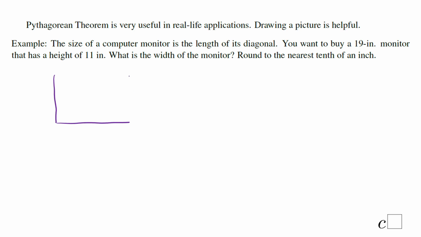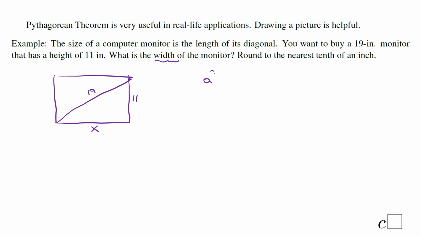This is the monitor you're going to buy. You know that 19 inches, whenever you buy something like a TV or a computer, that is the diagonal. That's the way they measure. And the height is 11. So now we can find this x, the width of the monitor. Sometimes you need that, right? To see, hey, is that something I can fit in my room, I guess.